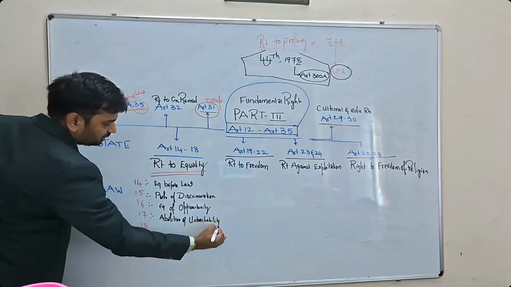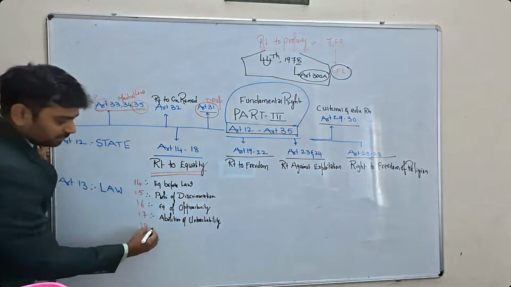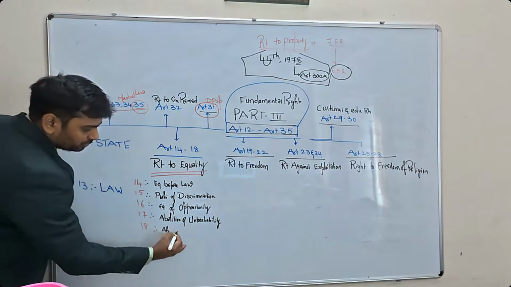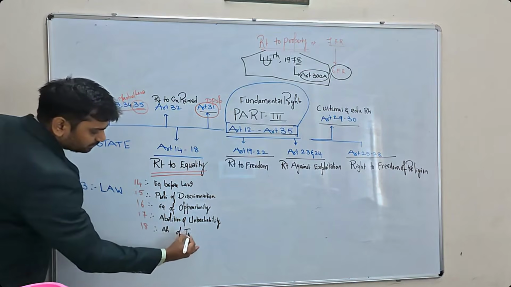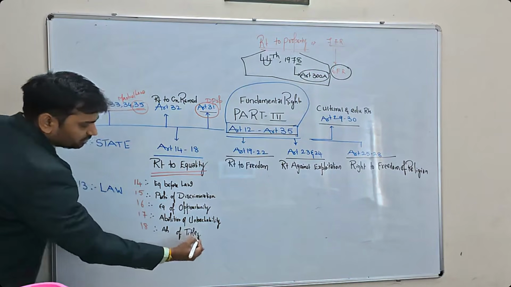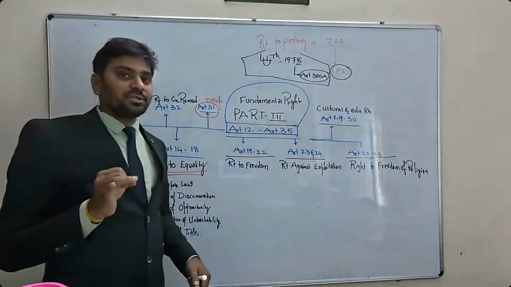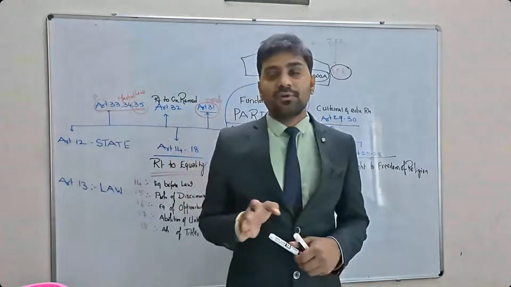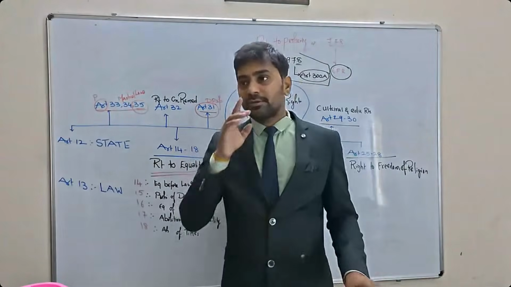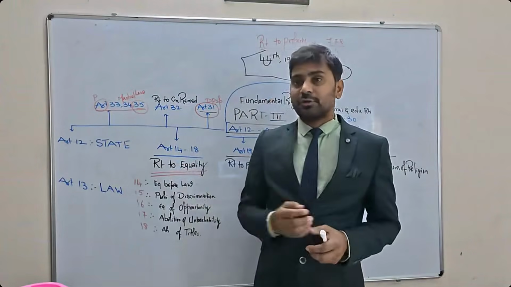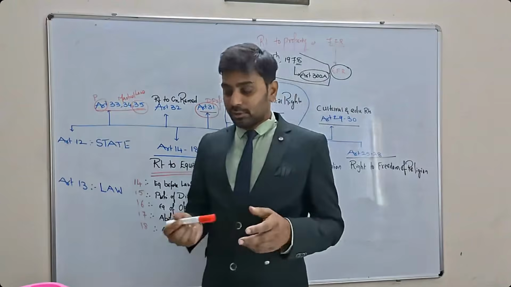Abolition of untouchability. And last is abolition of titles. So equality before law, prohibition of discrimination, equality of opportunity, abolition of untouchability, abolition of titles are the first fundamental rights, the right to equality.